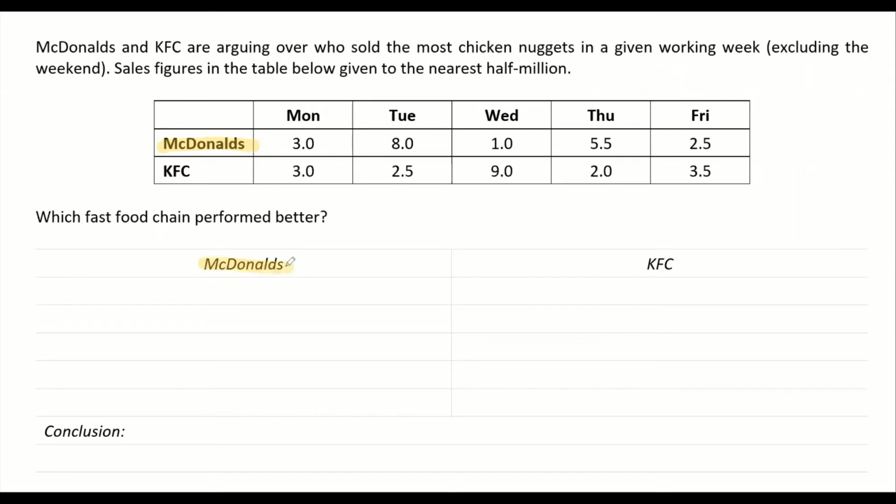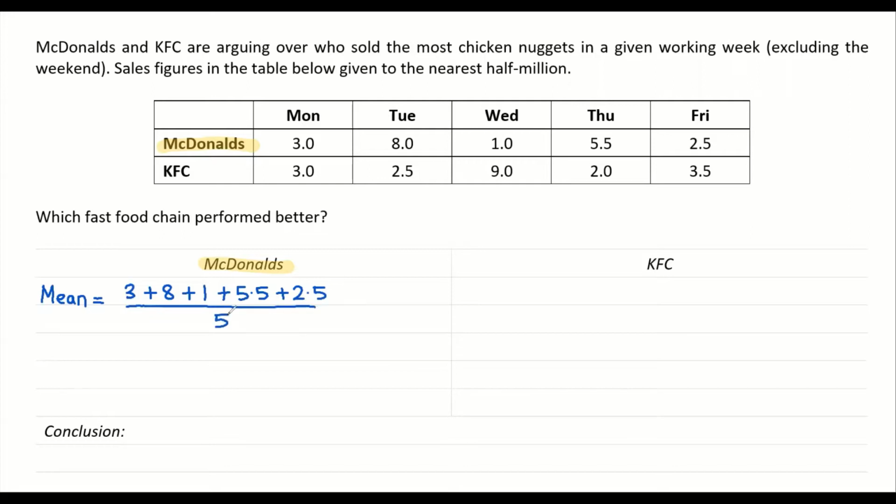So I've given you a bit of space to do some calculations for this. So let's fill it in. Let's have a look at the mean. And you'll have to remember how to calculate the mean. So we take the sum of all the data points and divide by how many there are. So let's just add them up first. I won't use the decimal points. So 3 added to 8 added to 1, add 5.5, add 2.5, and then we have to divide that by how many there are. Well, there's 5 days, so it's 5 data points.